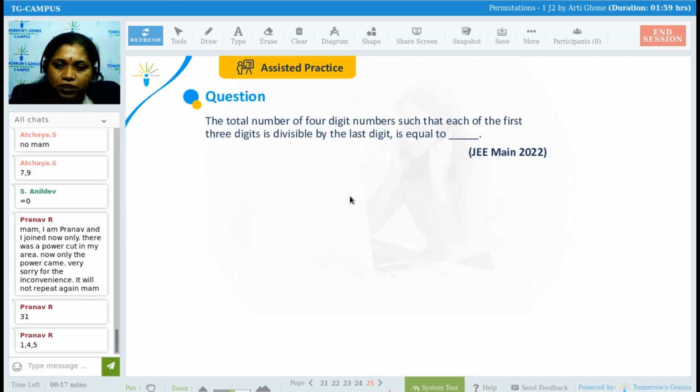Okay, now the last question. The total number of 4-digit numbers such that each of the first 3 digits is divisible by the last digit is equal to. So we need to form a 4-digit number such that each of these digits can be divisible by the last digit.